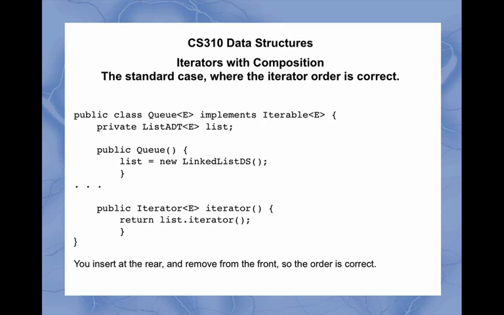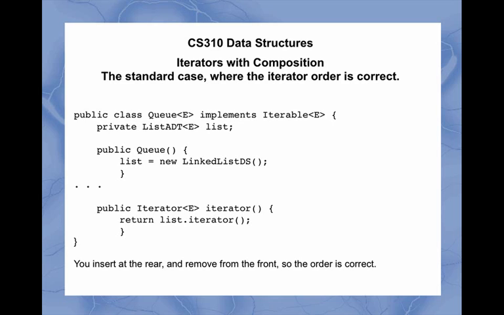Sometimes students want to try to get access to the nodes inside the linked list in order to implement an iterator. This is a mistake. You cannot get access to private nodes inside a linked list. Therefore, what you must do is use the iterator built into the linked list to satisfy the iterator in your queue or your stack or whatever the case might be. In this case, it's as simple as return list.iterator because the order is what we need.